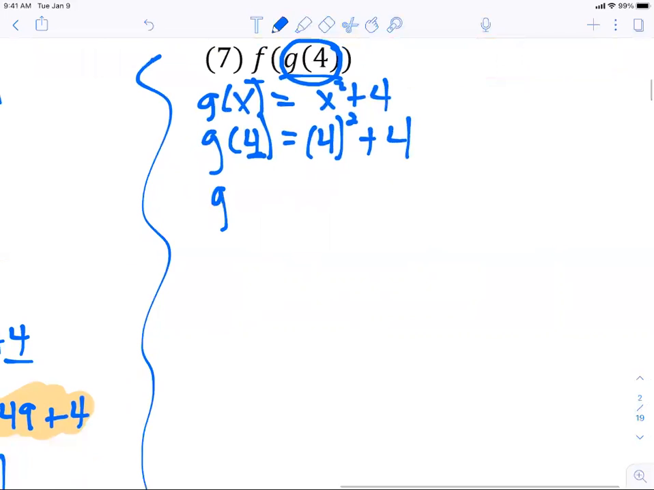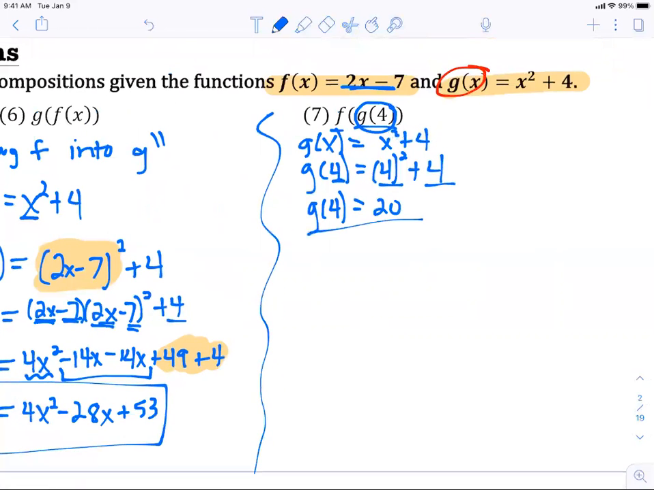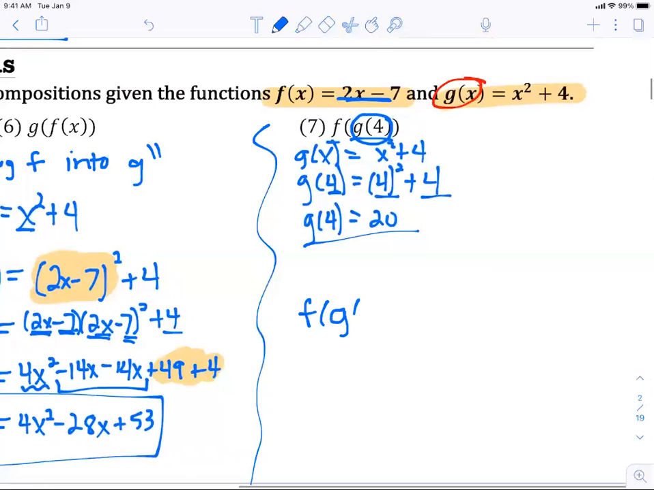And let's see, g of 4. 4 times 4 is going to be 16, plus 4 is going to be 20. So if I know g of 4 is 20, then when we go to do our composition, I'm going to find f of g of 4.